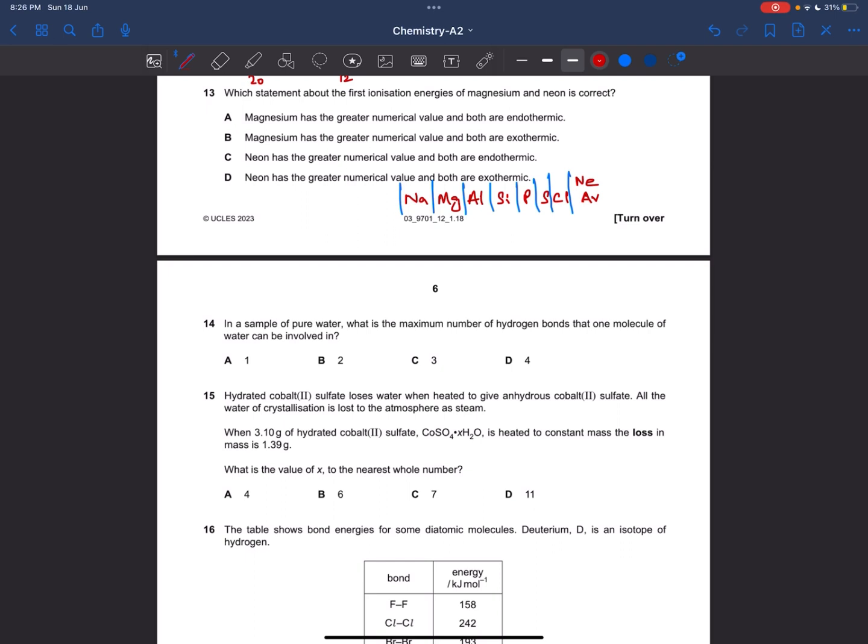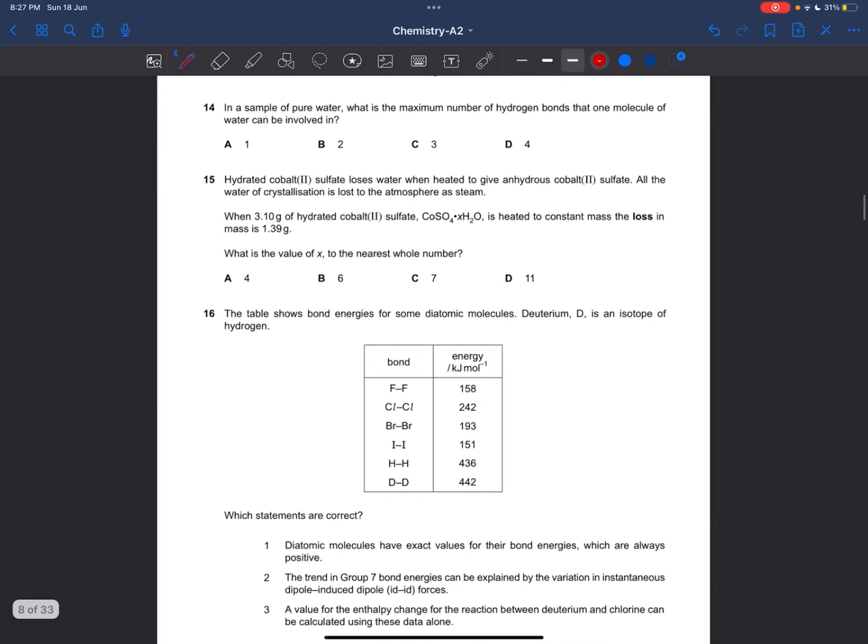Which statement about the first ionization is correct? Right, so the ionization energies, we should know this fact, they are always endothermic. If we look at this, we should read the options. Magnesium has a greater numerical value and both are endothermic, but we should look at the ionization energy first, right? So basically, neon has a greater numerical value of ionization energy because it's at the last of the period and it's before magnesium, right? So it has a complete octet shell, and magnesium does not. So neon has the greater numerical value and both are endothermic. Yes, both are endothermic. So 13 is C.